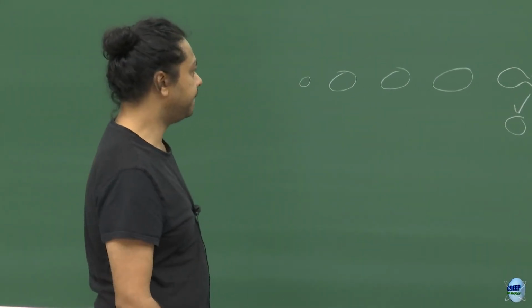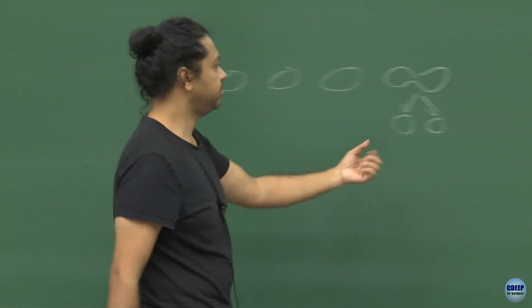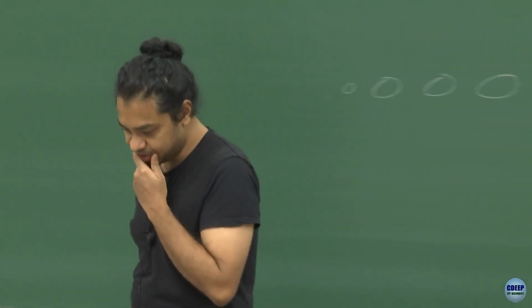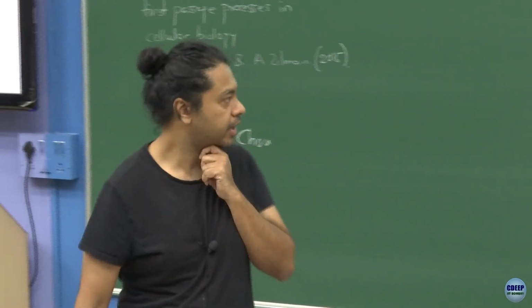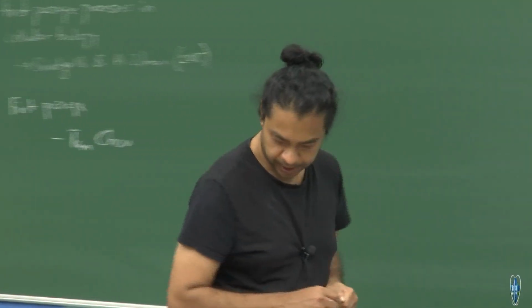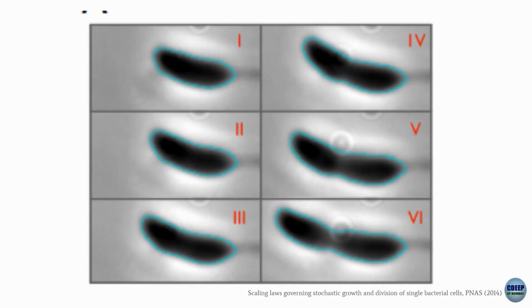So what we want to ask is, what is the time that it takes for this cell to divide into two? So what is this cell division time? And that is what we'll try to cast as a first passage problem. But before that, how does this cell grow? So when I say that the cell grows with time, how does it grow?